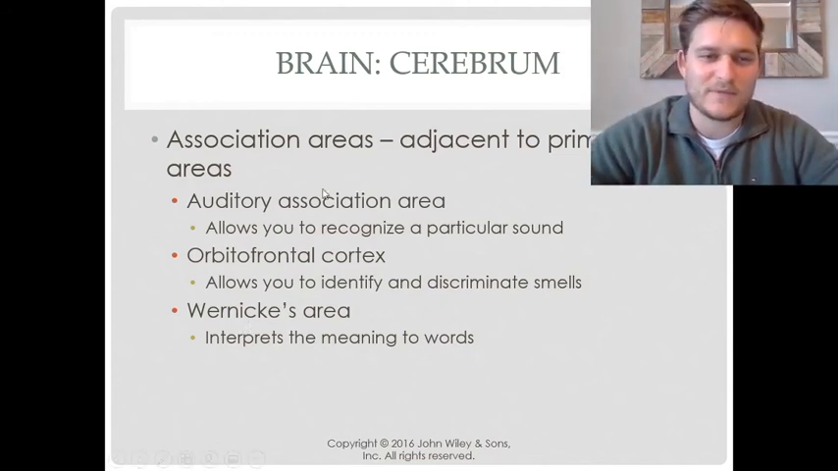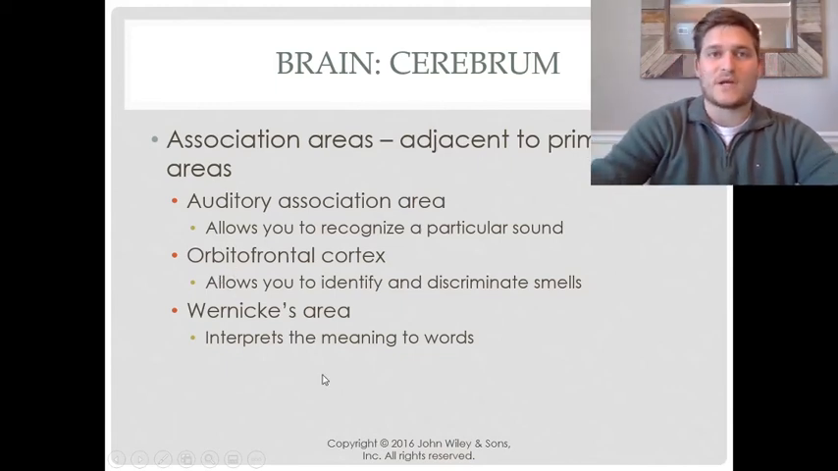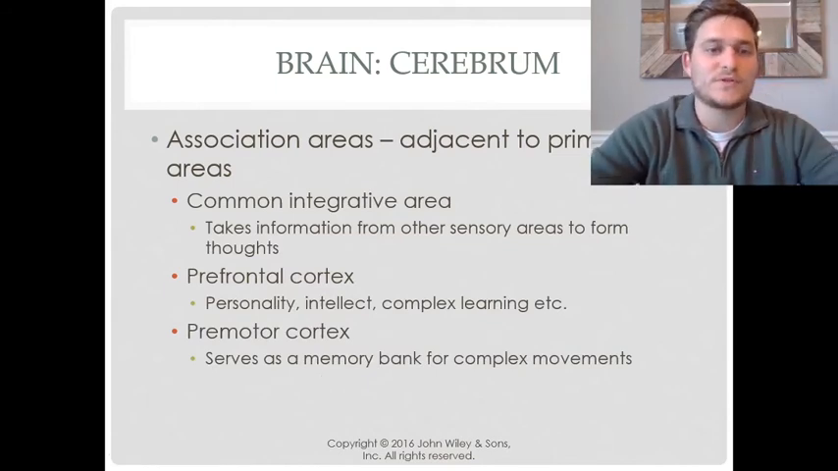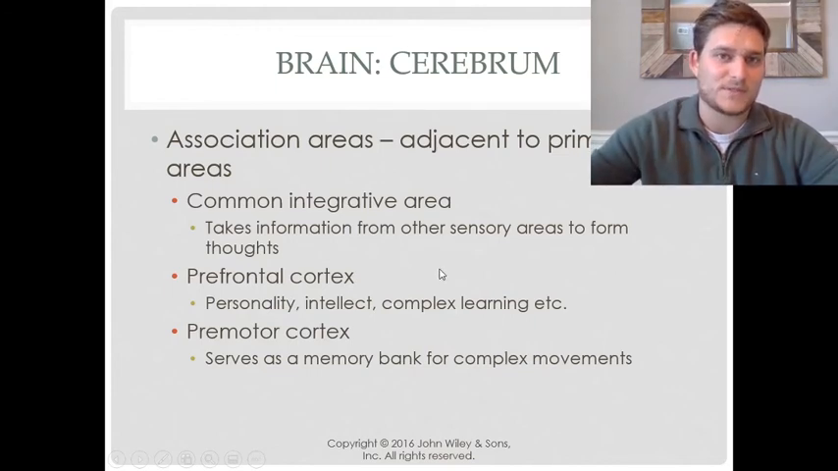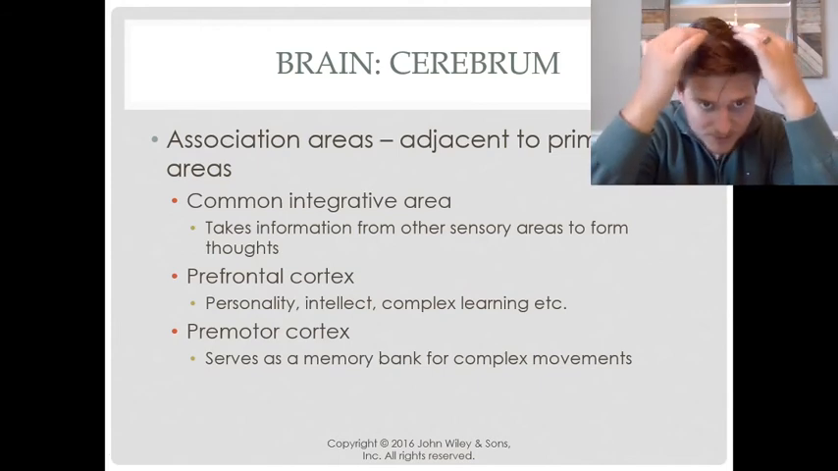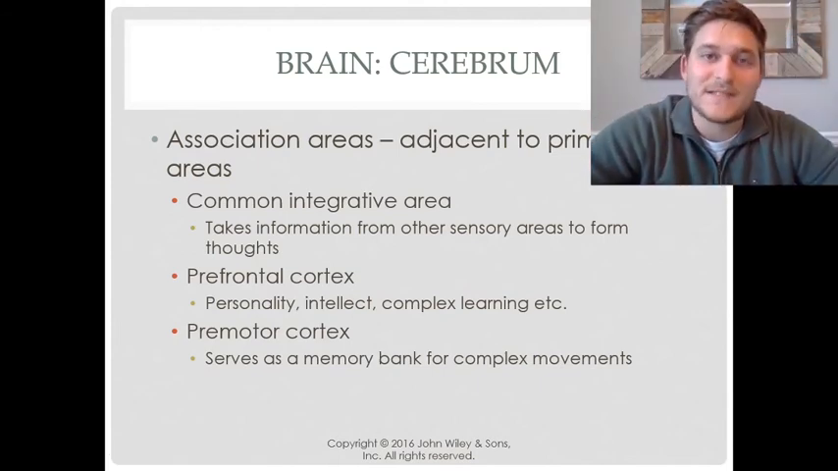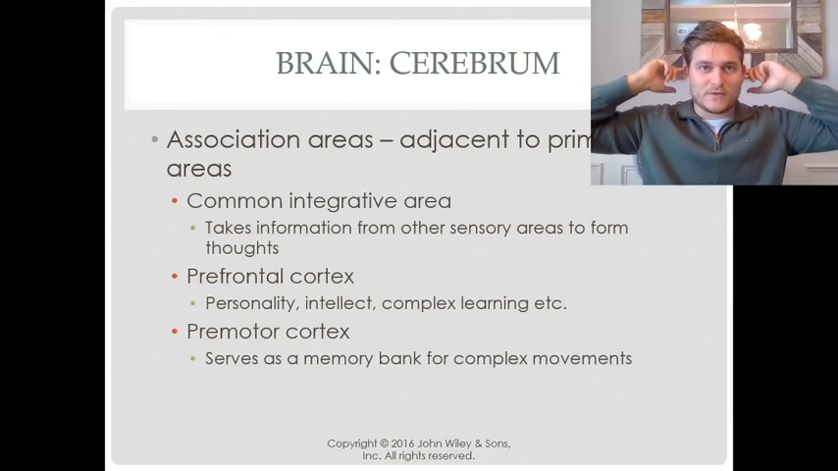And then we have the orbital frontal cortex, which helps with the processing of certain smells. Wernicke's area, which helps with language and our communication and the processing of words. The common integrative area, which takes in sensory information to help form our thoughts. The prefrontal cortex, which is going to play a role in our personality, our intellect, learning. And then the premotor cortex, which serves as a memory bank for certain movements.